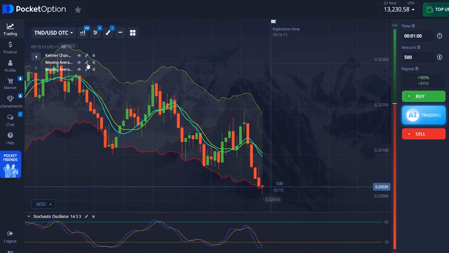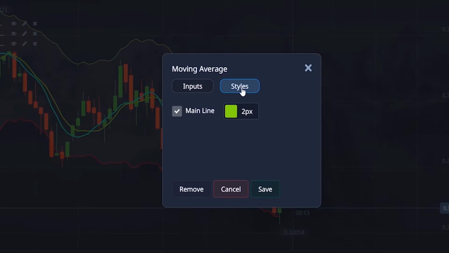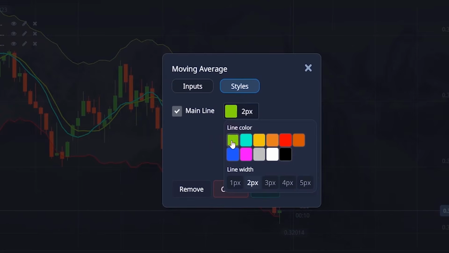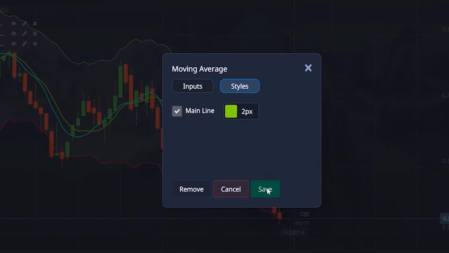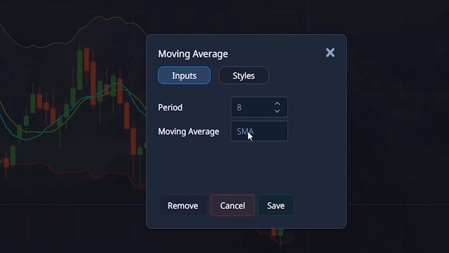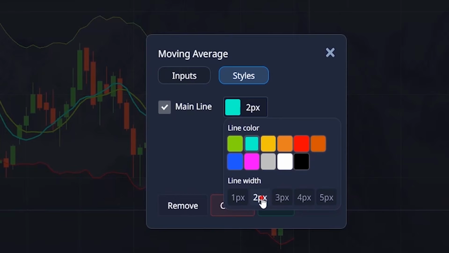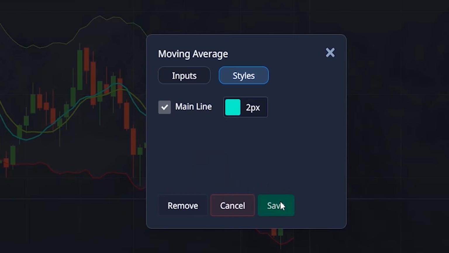Our first moving average comes with a period of 10. For the moving average type, we're going to be using SMA. On the style level, we're going to be using a green color, on 2 pixels. When you're done, just click on save. Our second moving average comes with a period of 8. We're still going to be making use of SMA. On the style level, we're going to be using this color, on 2 pixels. When you're done, just click on save.